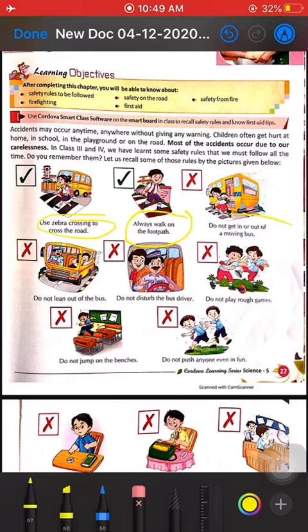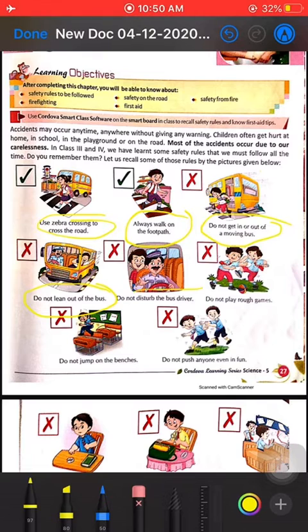Next is do not get in or out of a moving bus. That means when the bus is moving, we should not get out, and we should not put our hands and arms out of the windows, or say hello or bye to anyone by getting the hands out of the window. Do not lean out of the bus. We should not come out of the window of the bus to say hello or bye to someone.